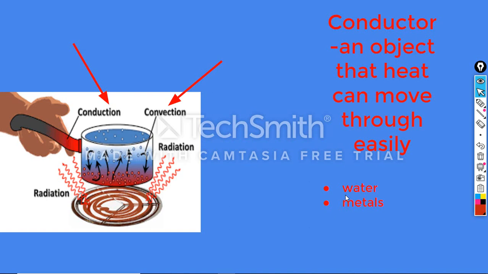There are some objects out there that are not good conductors. That means heat will not move through them easily. So right here, what we have is a couple of the vocabulary words that we're looking at. We're looking at conduction and convection. So before we start, conduction is the movement of thermal energy between objects touching each other. And this is the example right here.